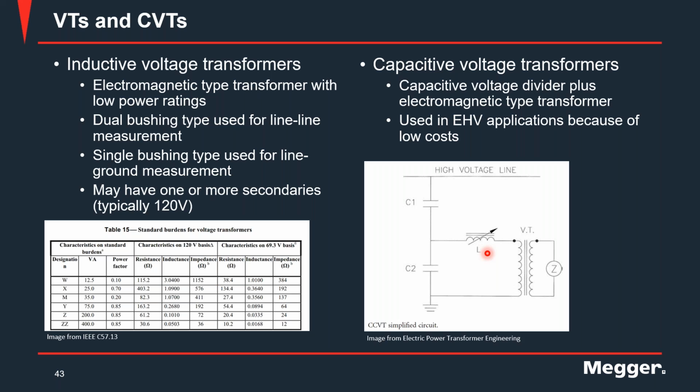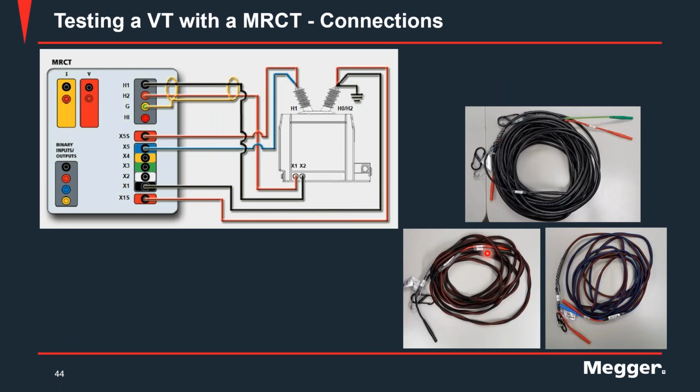CVT is not so much. They operate at a low flux density, so they're more or less resistant, they do not get affected by ferroresonance as much. So let's talk about testing VTs with an MRCT.